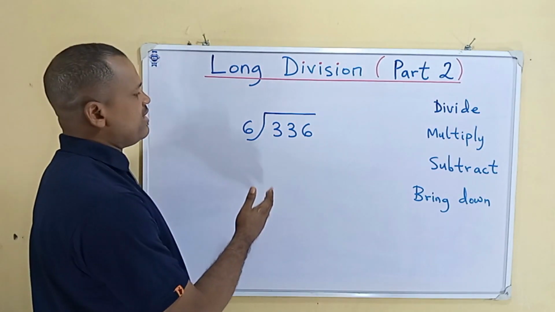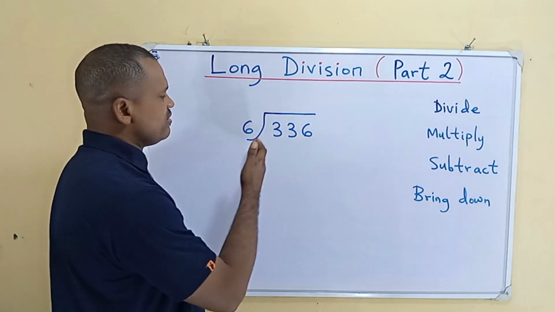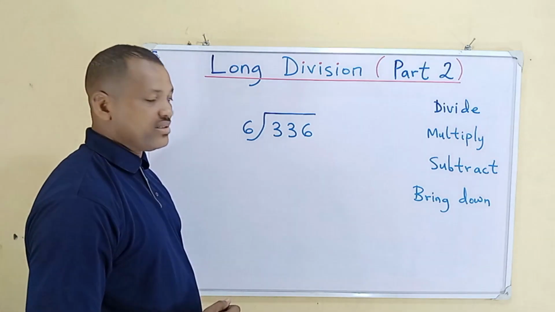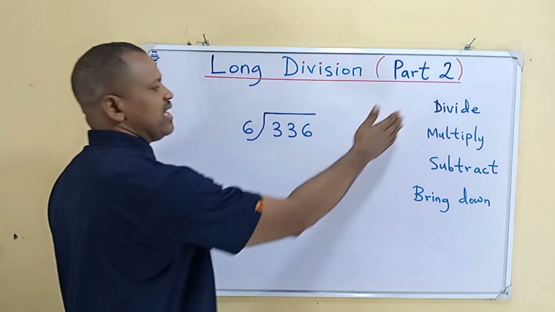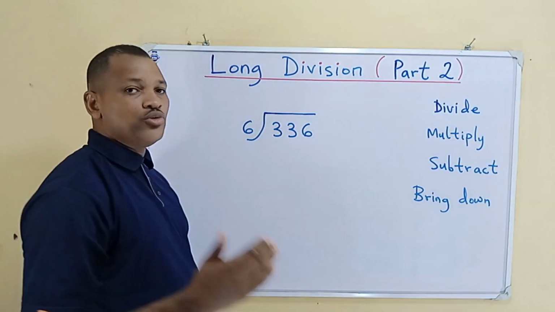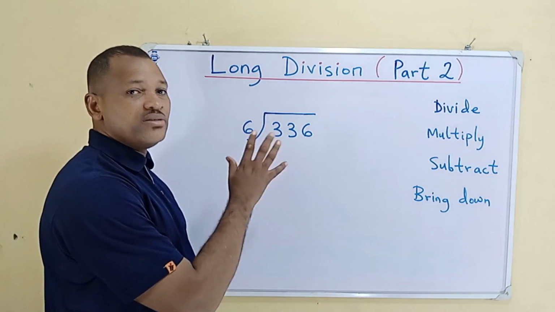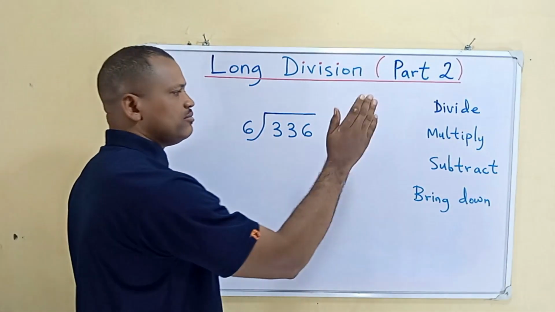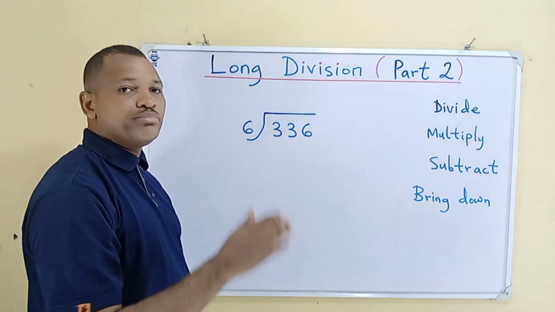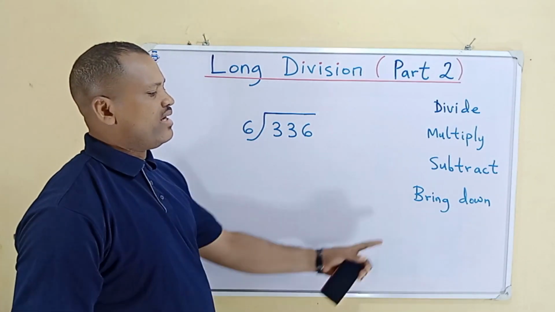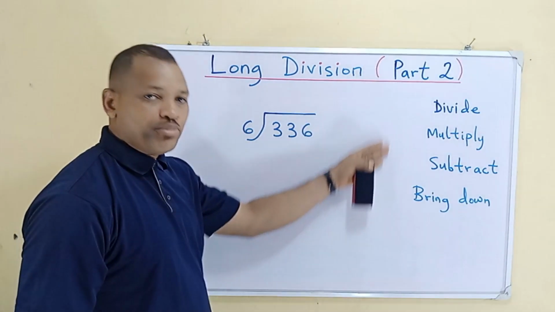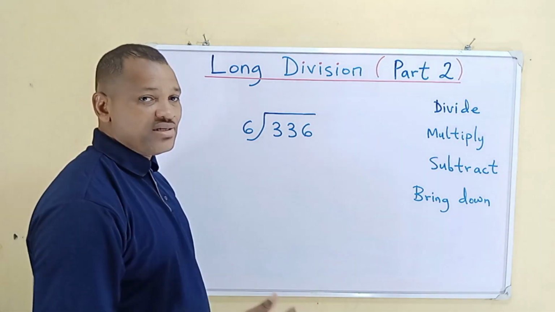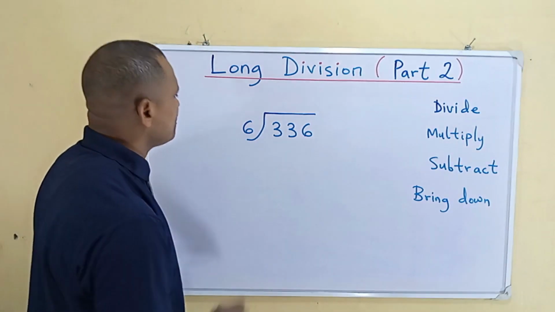Here we are asked to divide 336 by 6. So these are the steps you need to follow for long division: divide, multiply, subtract, and bring down. After that, you repeat the process where necessary. So let's continue.